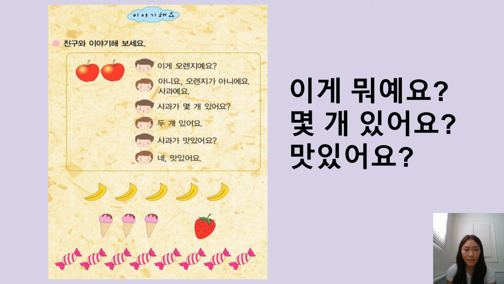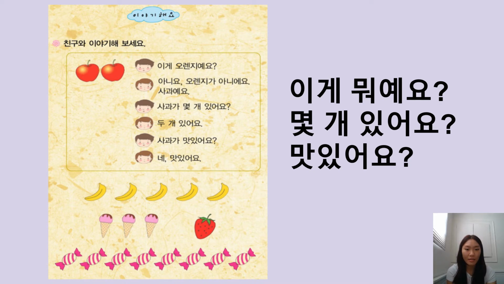아이스크림이 몇 개 있어요? We're going to say 3개 있어요. We have 3. And then we're going to say 아이스크림은 맛있어요? Is ice cream good? And the obvious answer is 네, 맛있어요. Okay, yes, it is good. Alright, now we're going to do 딸기 now.